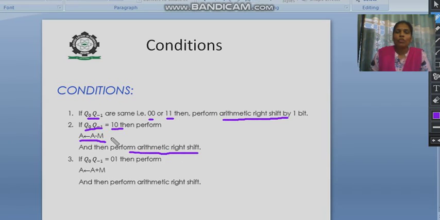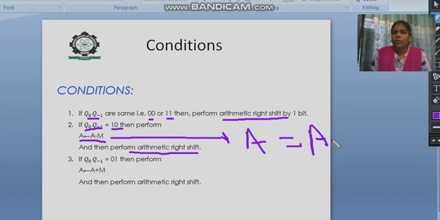So the subtraction operation can be performed by this method: A is equal to A plus 2's complement of M. Okay, in class we had a very good discussion of this, so this becomes very easy for the multiplication. What we are doing is adding the 2's complement of M with A and getting the result in A, and after performing this subtraction operation, we perform the arithmetic right shift.